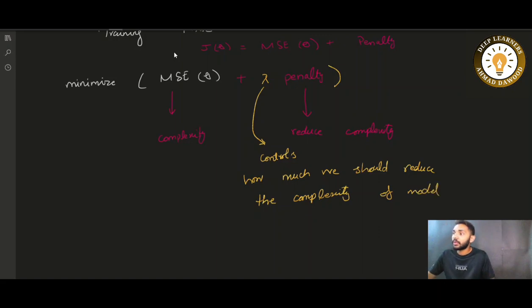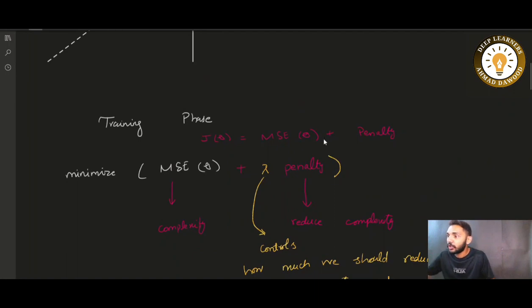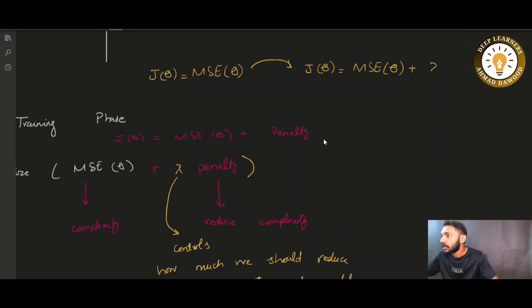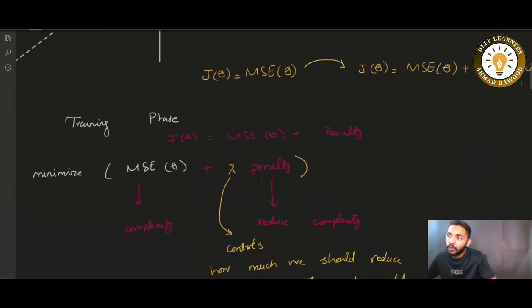Now, when you are doing regularization, you will convert this cost function, which was just a mean square error, into a cost function which will have mean square error plus lambda times some penalty. This penalty will be a function of your parameters. I will explain how this penalty will reduce the complexity of the model.